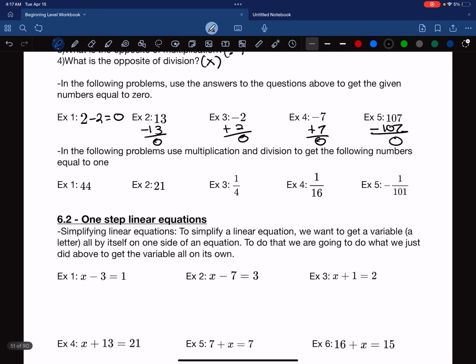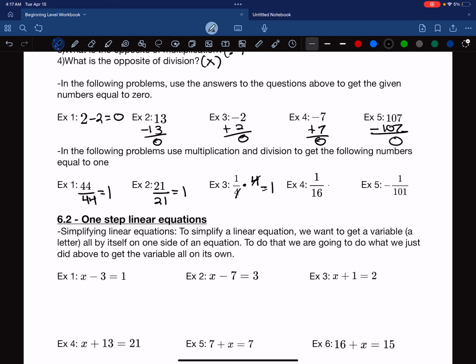In this following section, we're going to use multiplication and division to get these numbers to equal 1. When we have 44, to get that equal to 1, we're simply going to divide by 44, which is 1. We can divide 21 by 21, which will get us 1. Here, if we have 1/4, to get this equal to 1, we're going to multiply it by 4. Because 4 is the same thing as 4/1, and as we've seen, when we multiply fractions, these two 4s will cancel out. We're just left with 1.